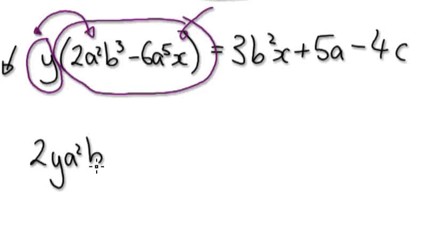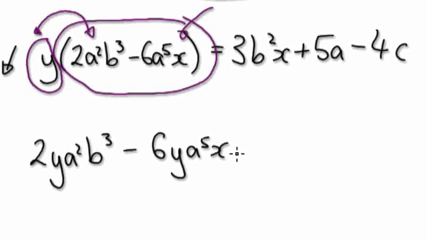Okay, so it will be 2y a squared b to the power 3, take away 6y a 5x equals, try to keep everything in alphabetical order if you can. It doesn't matter. But leave the x right at the end. Here I should have done the a to the power 5 and then y. But it's up to you. But because we're trying to make x the subject, leave it right at the end so it's easier to see. Okay. Alright, it doesn't matter if you don't understand the last bit. But let's carry on here.